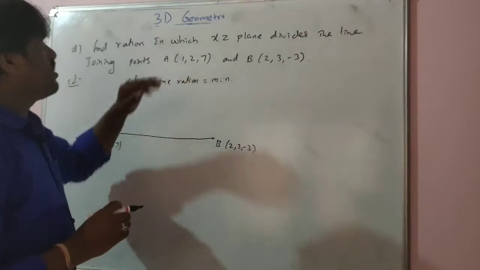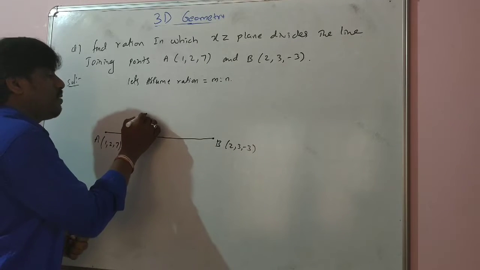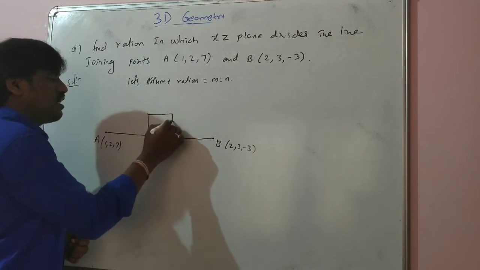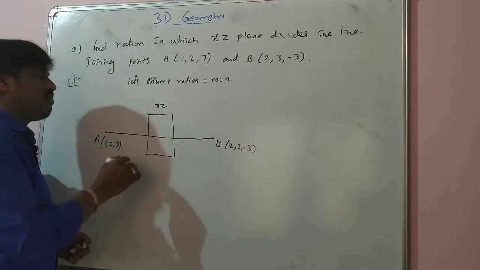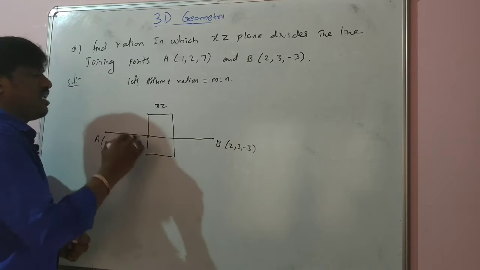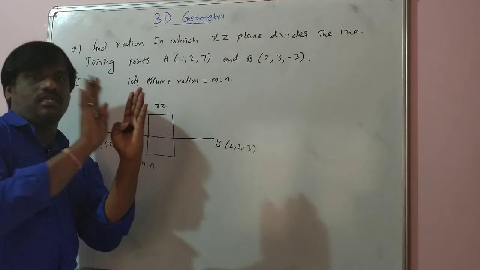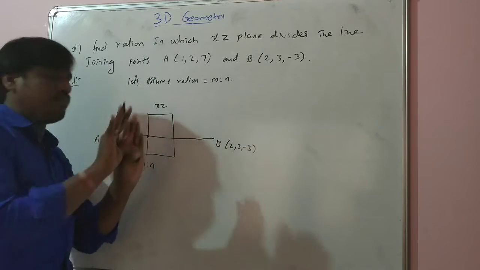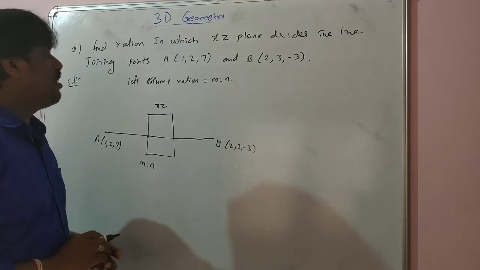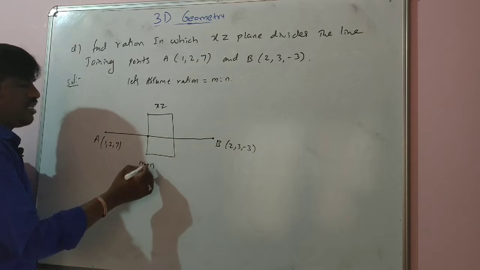So the ratio in which the xz plane divides the line joining the points. One plane, the xz plane, is dividing this line in the ratio m:n. The plane is cutting this line in the ratio m:n. The question is asking what ratio it cuts in. That is what you have to find here. The ratio is m:n.